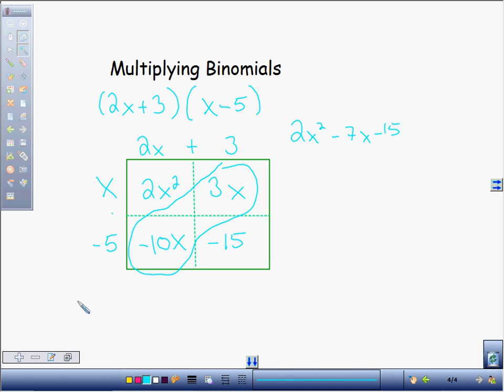I'm going to show you two more methods to do exactly the same thing. So this is called an area model.